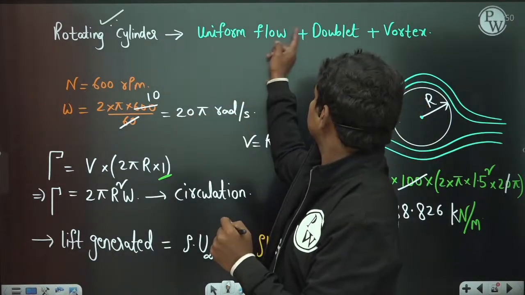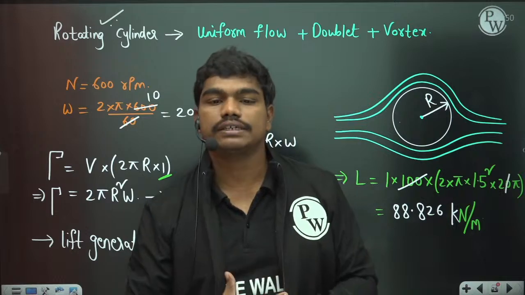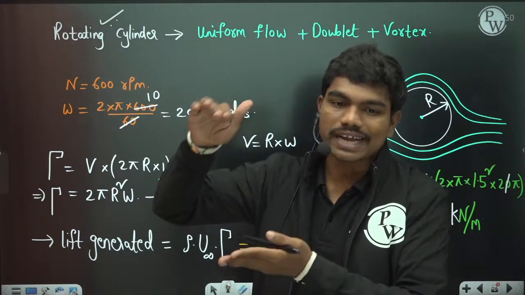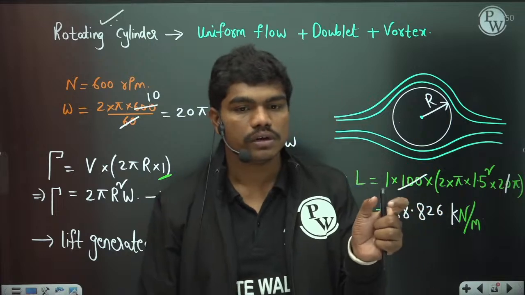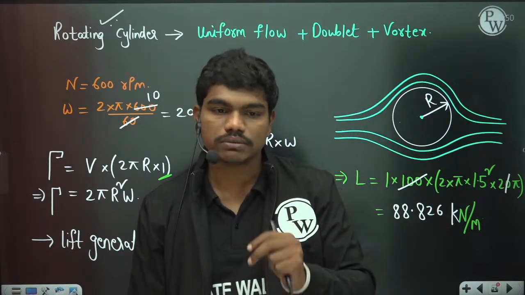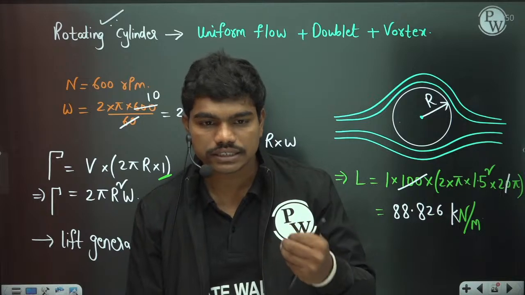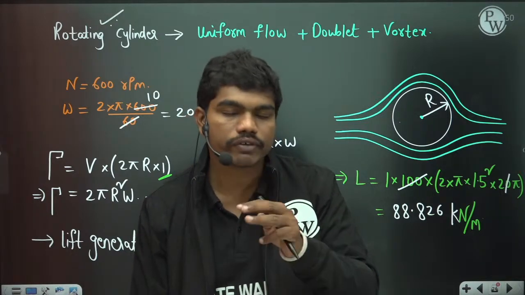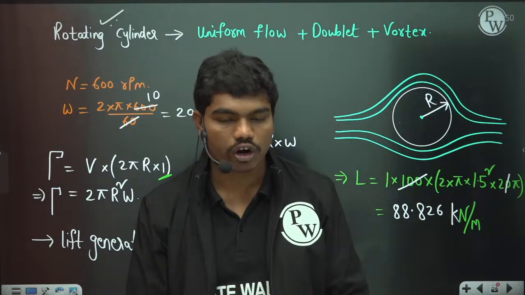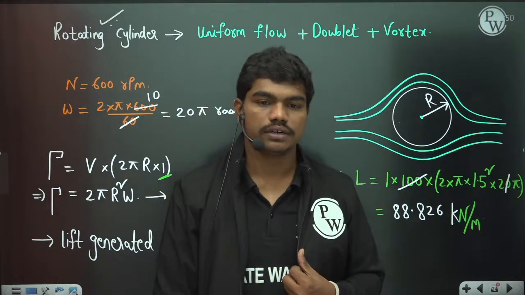uniform flow, doublet and vortex, then we will see different cases. Like for example, in yesterday's class we have seen half width or full width of a Rankine body. What happens at theta equal to 0, theta equal to pi by 2, theta equal to pi. We have talked about all these locations. So similarly, when I talk about rotating cylinders, next time in some courses, I'll definitely talk about all these applications. I have taught them now.